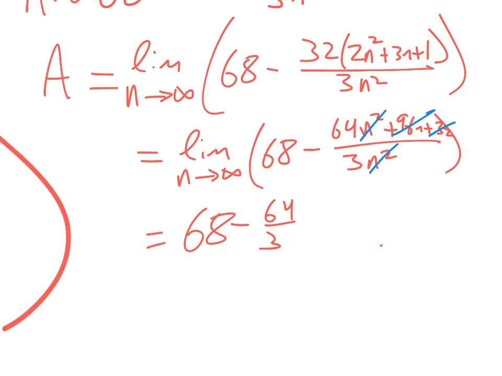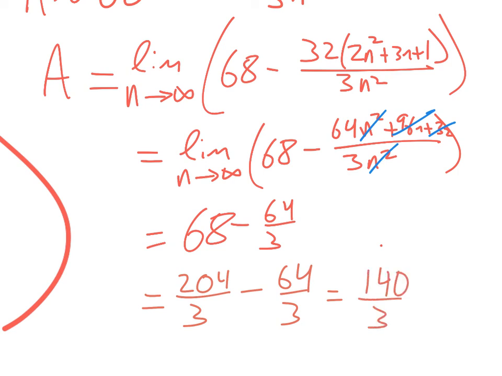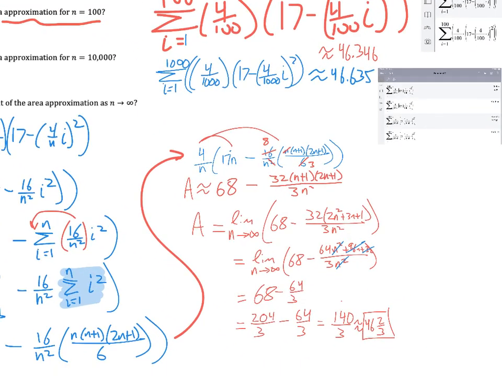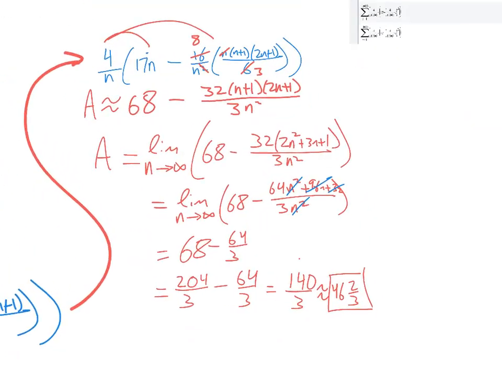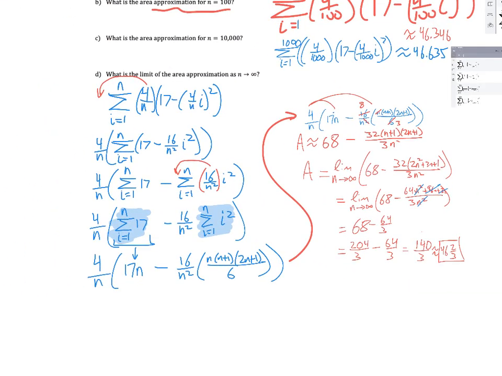Now we just compute this. Getting a common denominator, 204 thirds minus 64 thirds. 204 minus 64 gives us 140 thirds, which comes out to be 46 and 2/3, which is 46.6 repeating. And what do you know? That looks a whole lot like what we were getting here. 46.666 is what we were headed towards. There's our exact area. Okay, so that's the process.